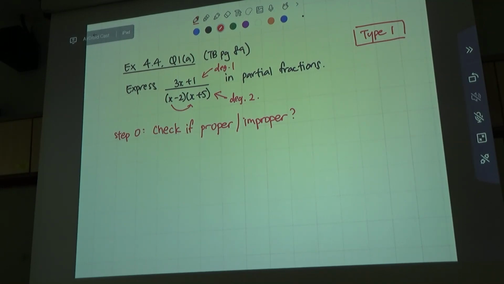Then we can jump into our step 1, which is, based on the denominator, we separate out into its fractions first.